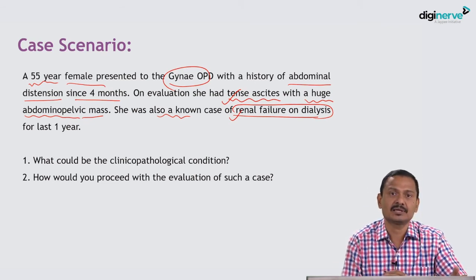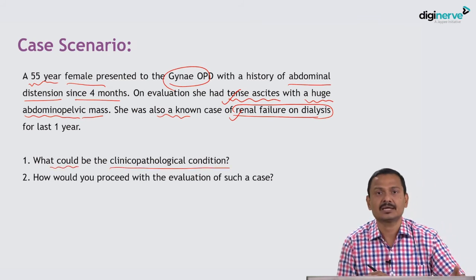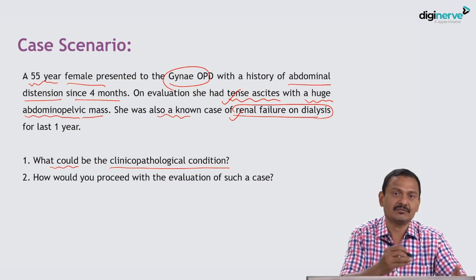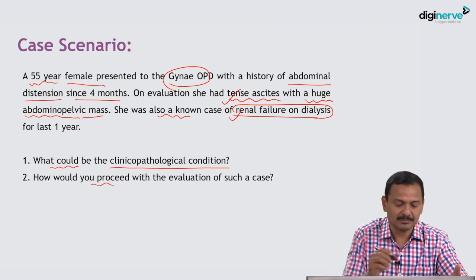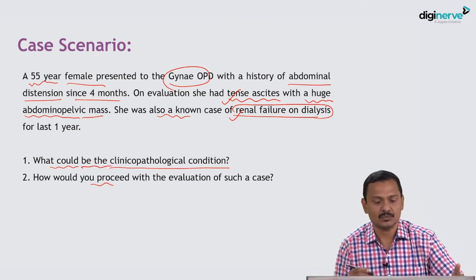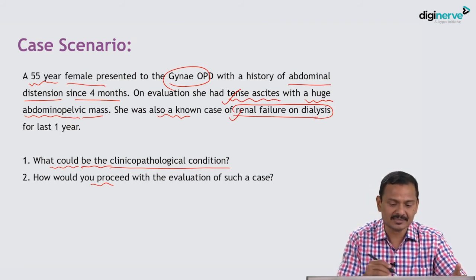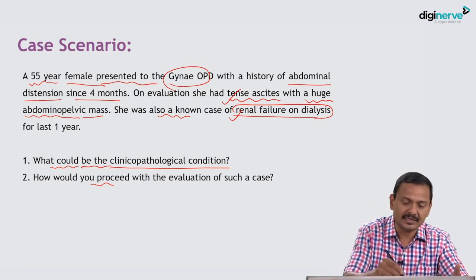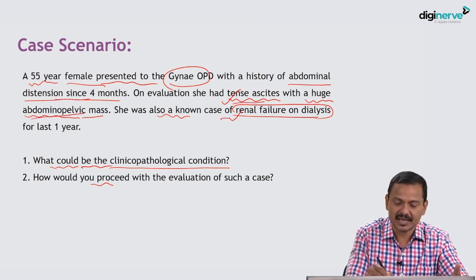Now, we come to the first question: what could be the clinicopathological condition that is causing this, and how do you come to the evaluation of such a patient. That is the second question. But first you have to answer the first question appropriately. What is the clinicopathological condition? I hope most of you have got the answer, but for others I will just discuss it in detail. So, an elderly female who has ascites, abdominal distension, pelvic mass and renal failure.